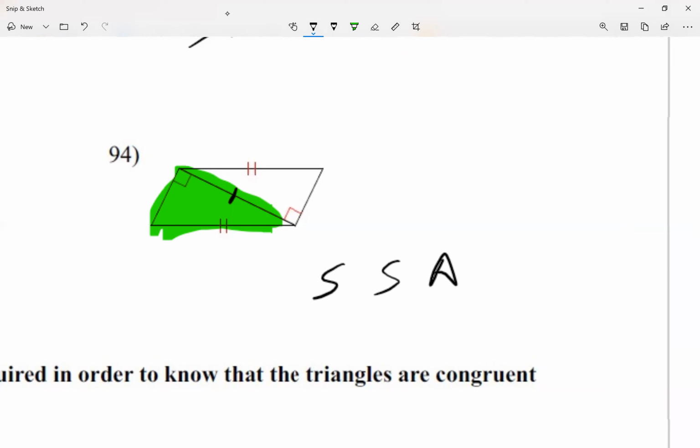It doesn't work. It only works if the angle is 90 degrees, which is our case, but then we don't call it side-side angle. We call this HL. Sometimes your triangles will be not congruent. You have a list of the rules that work.